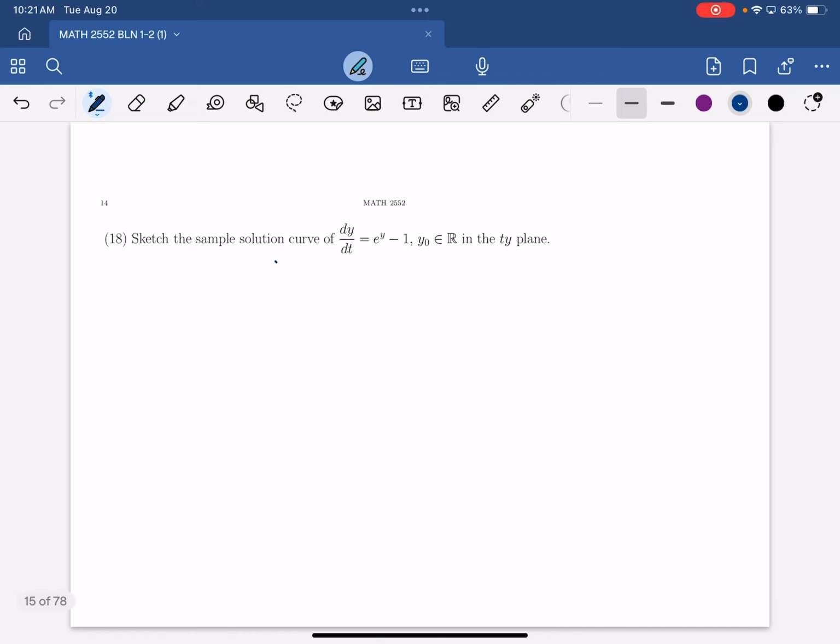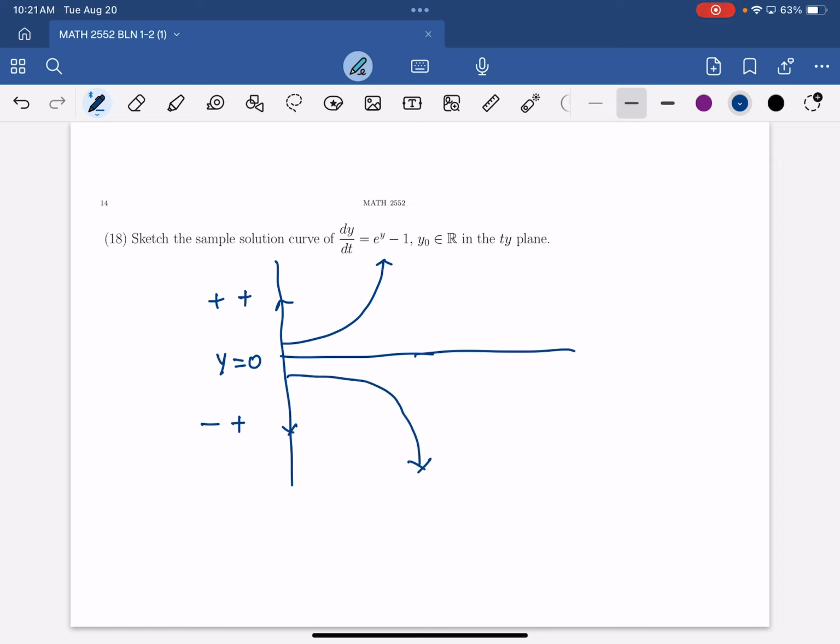Okay, now I'm going to say this is my y-axis, that is my t-axis, so this is y equals 0. What I got was it is decreasing and concave up, and it is increasing and concave up. Do you agree with me on that? So increasing and concave up, from your knowledge of calculus, looks like that. Decreasing and concave up looks like that. So that is the rough sketch of the solutions for this differential equation.